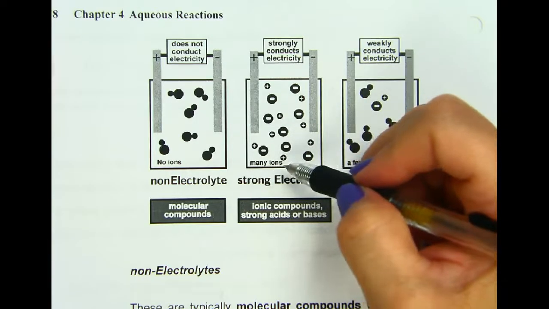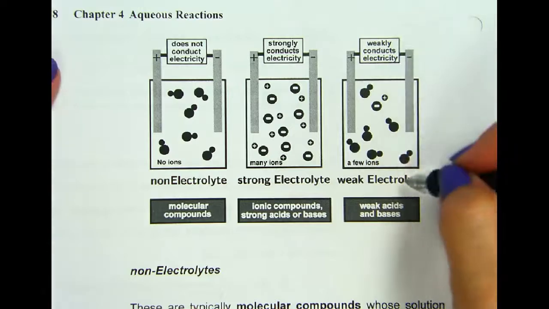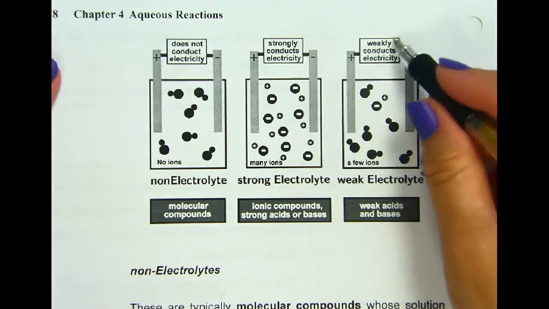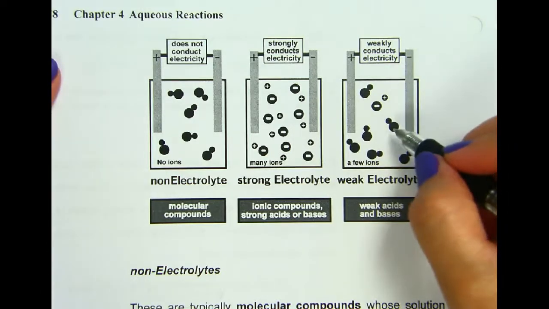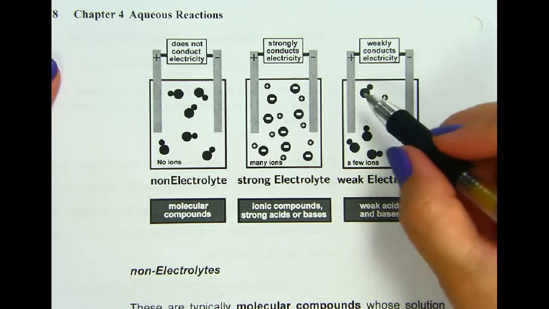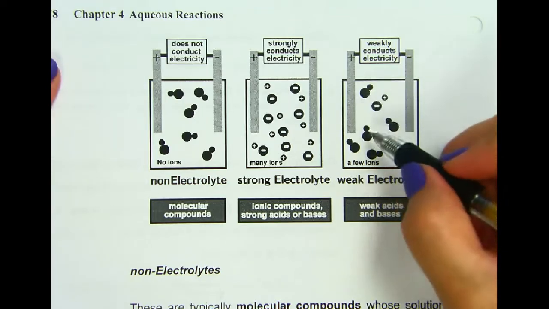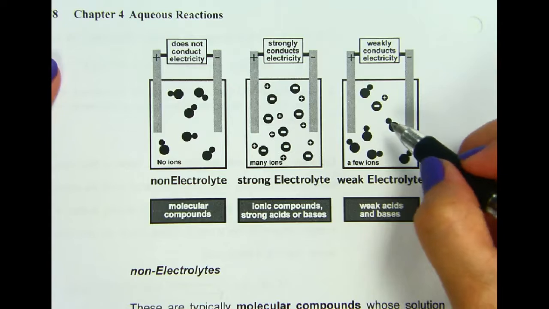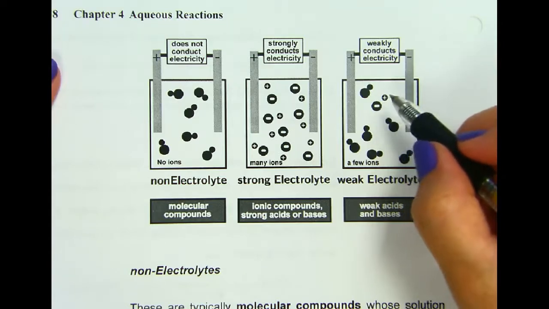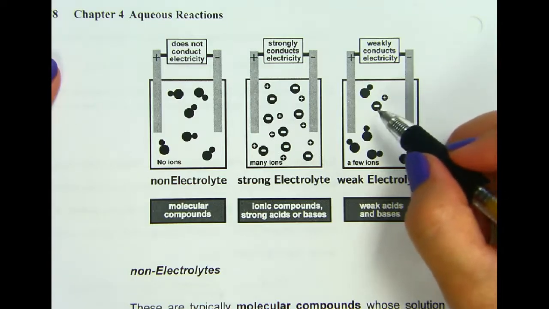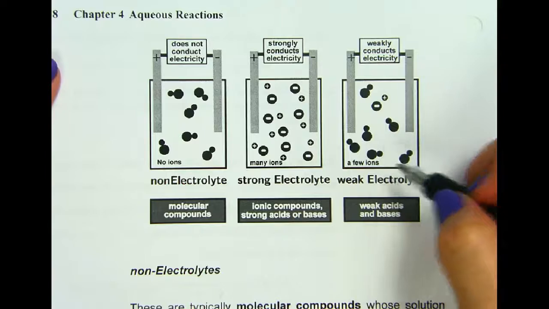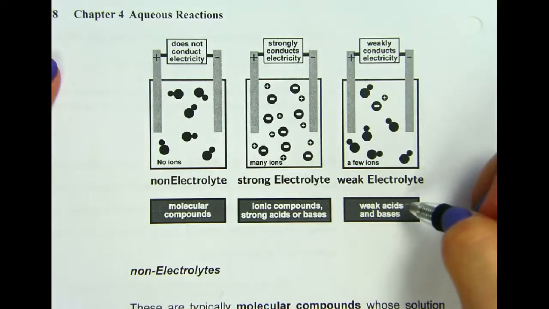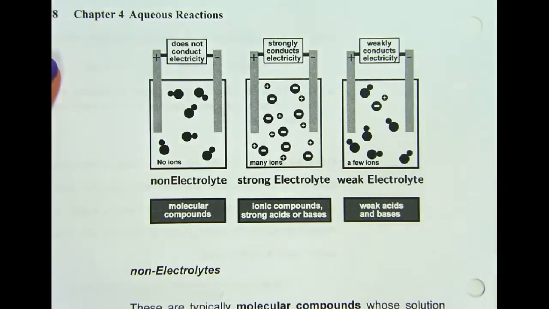because it has many ions. A weak electrolyte is going to conduct electricity weakly, and it's because it only partially turns into ions. So you see, mostly we have the original molecules that are intact that do not have any charges, and then you have a small percentage that did turn into ions. So since there are a few ions, it's a weak electrolyte. This is going to be weak acids and weak bases.